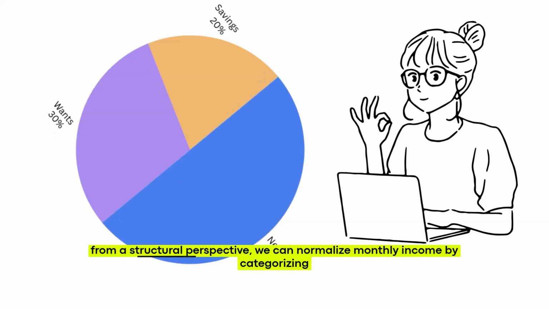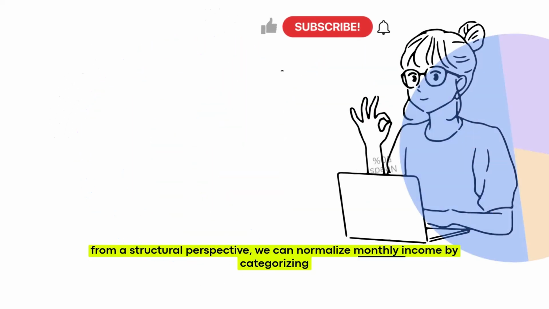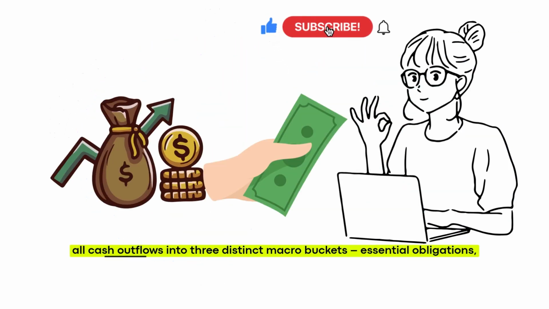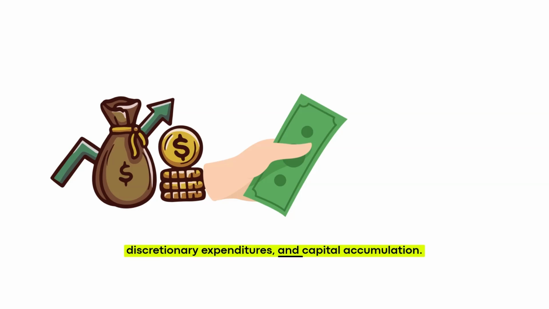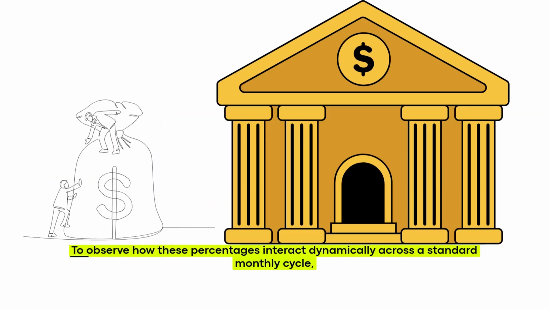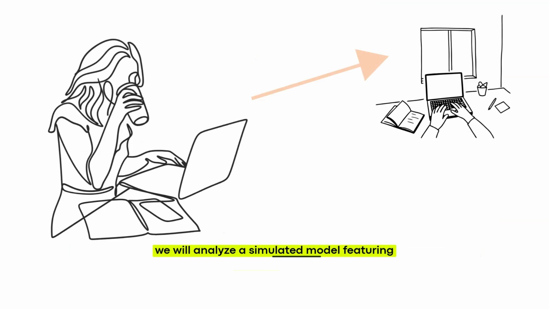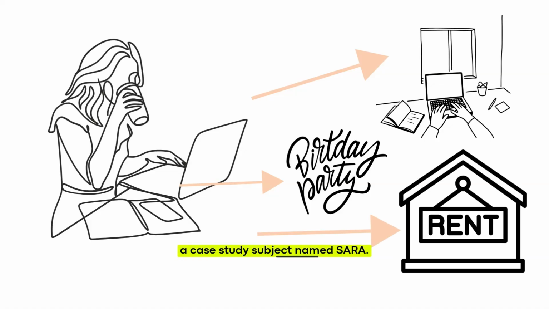However, from a structural perspective, we can normalize monthly income by categorizing all cash outflows into three distinct macro buckets: essential obligations, discretionary expenditures, and capital accumulation. To observe how these percentages interact dynamically across a standard monthly cycle, we will analyze a simulated model featuring a case study subject named Sarah.